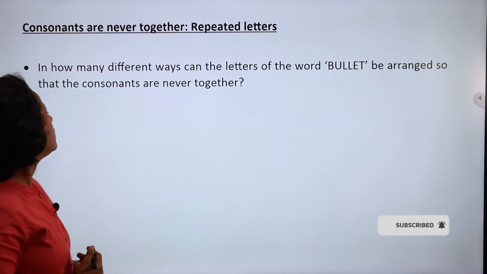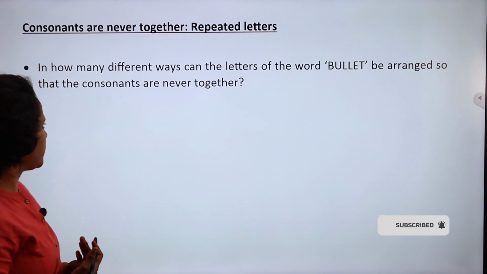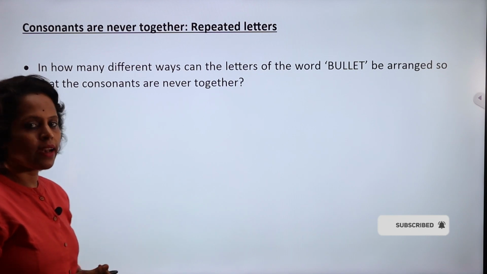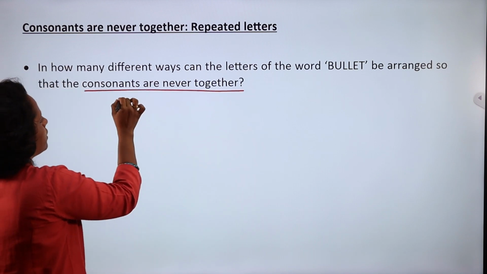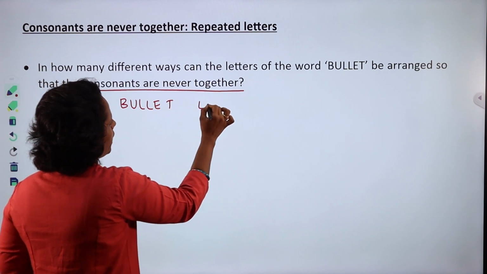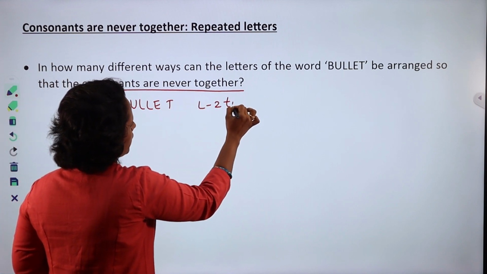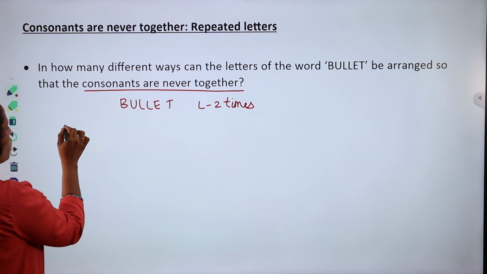Our next question, in how many different ways can the letters of the word bullet be arranged so that the consonants are never together? Consonants never together. What is our word? Bullet. L is repeated 2 times. How many letters word? 1, 2, 3, 4, 5, 6. It is a 6-letter word.